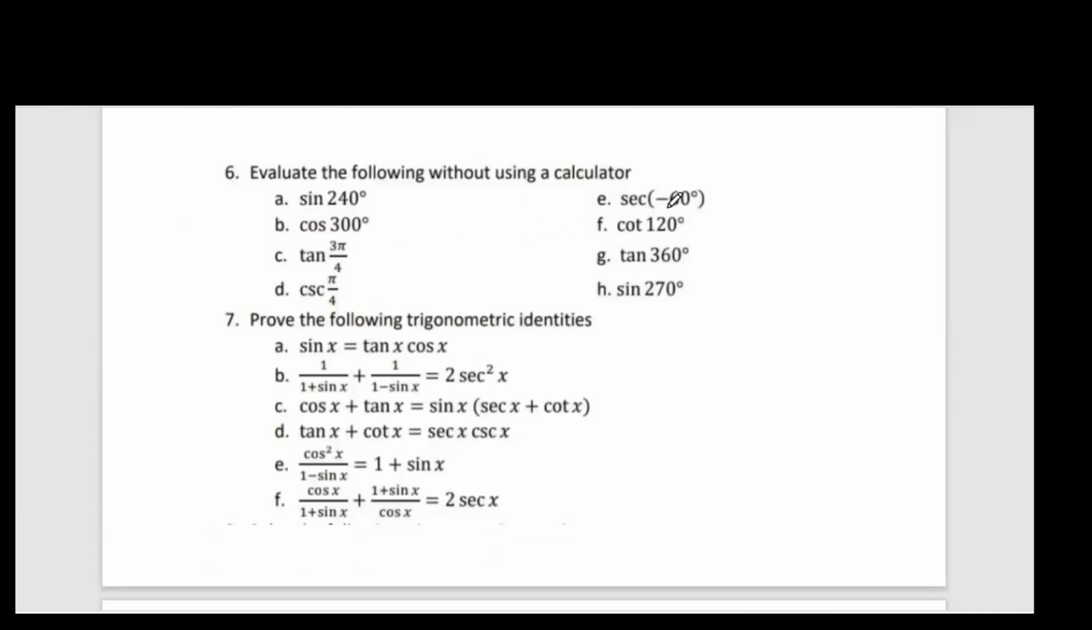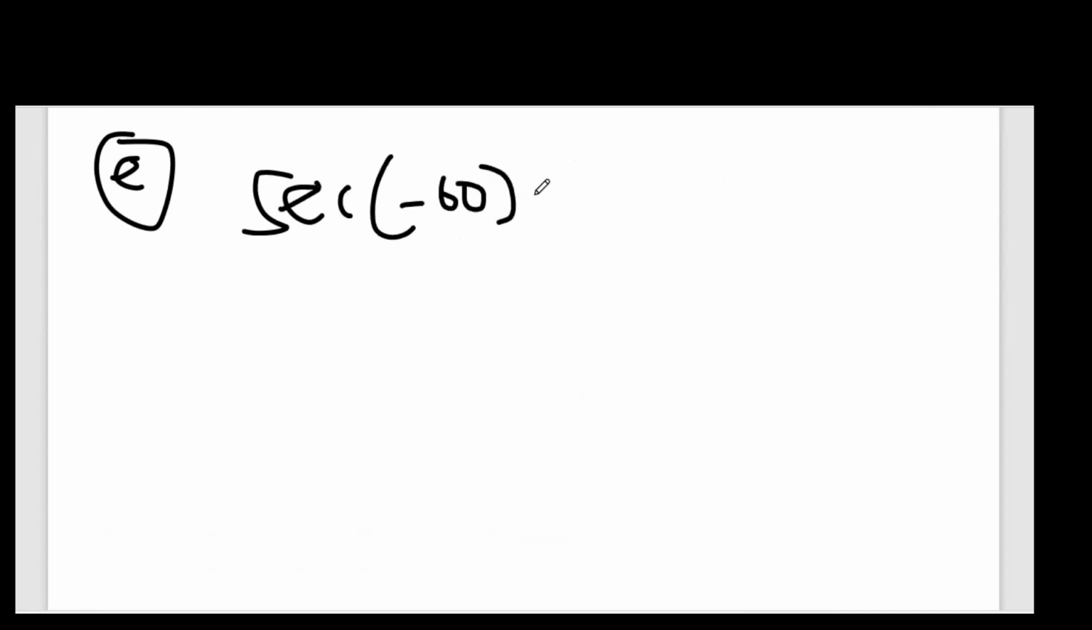Okay, so I should get which one? Let's solve E. So E is sec minus 60, right? Remember when I was talking about odd trigonometric functions and even trigonometric functions, we said the only ones that are even are cos and sec. It means if I have a sec there and a negative angle, it's the same as the sec with that same positive angle.